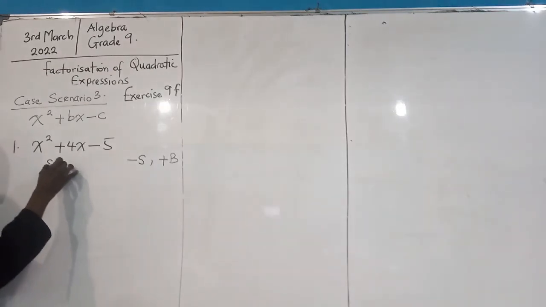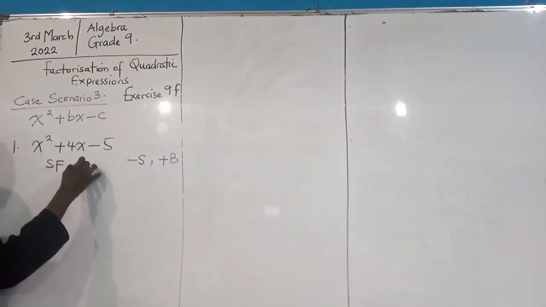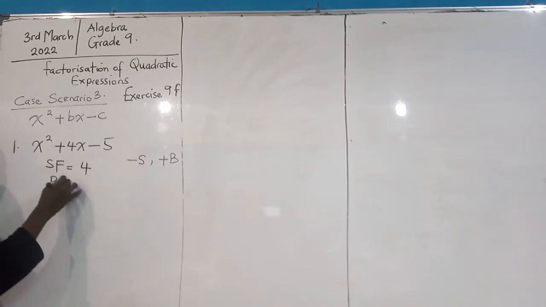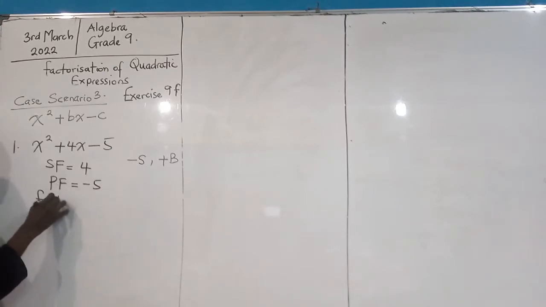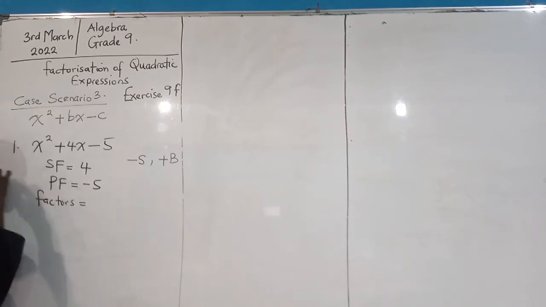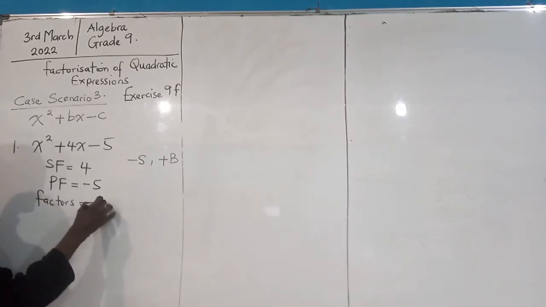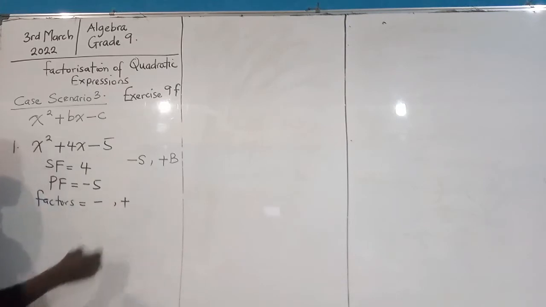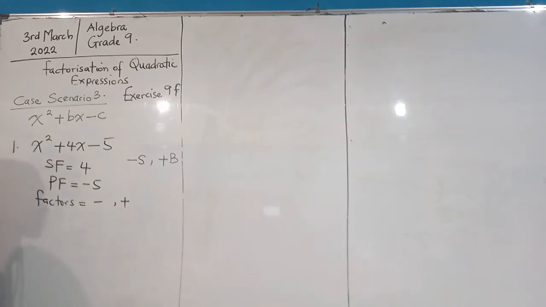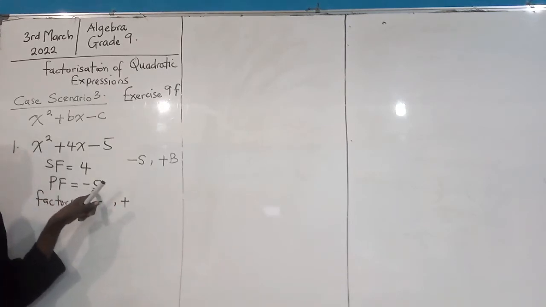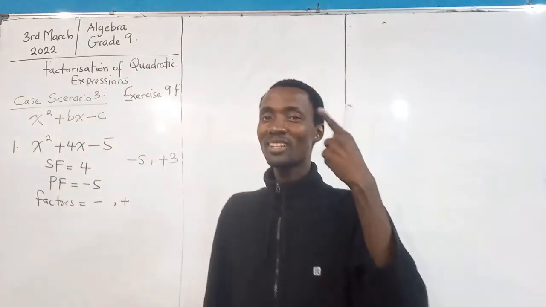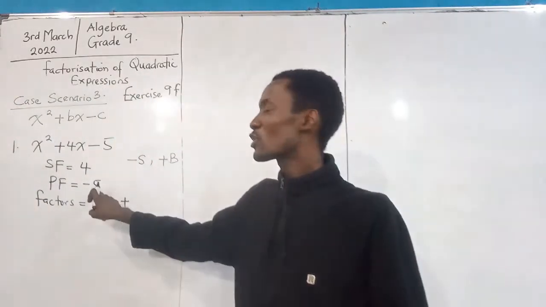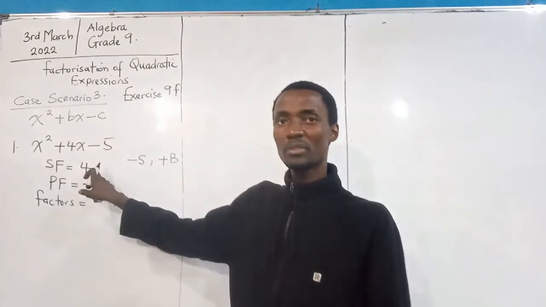Sum of factors will be what? 4. Product of factors will be what? Negative 5. What are my factors? I know that it's going to be negative and positive. So remember, this is odd. This is even. This odd-even thing will always play out.